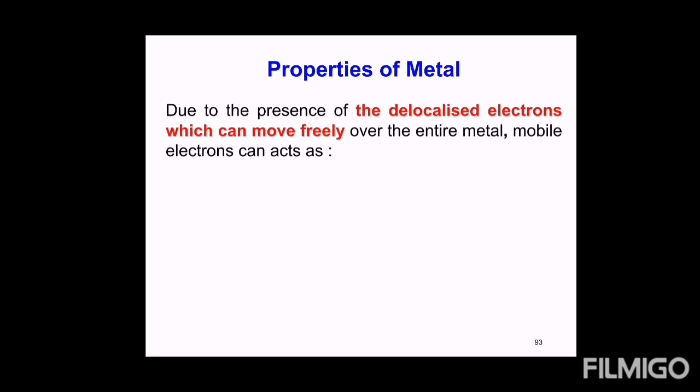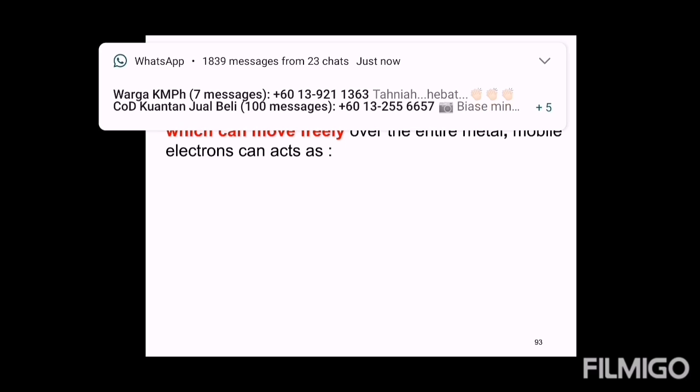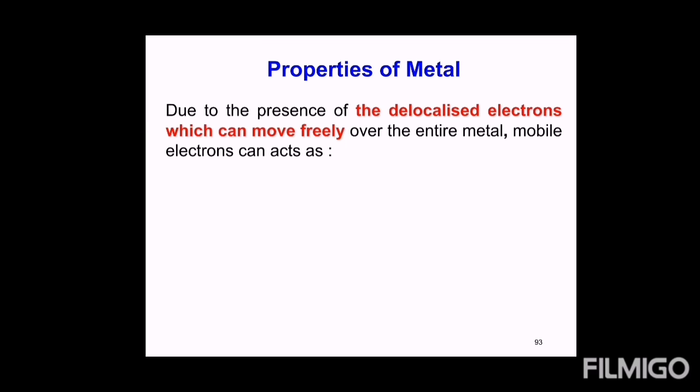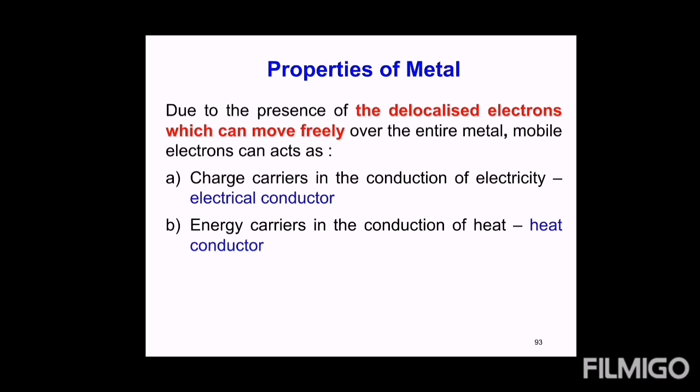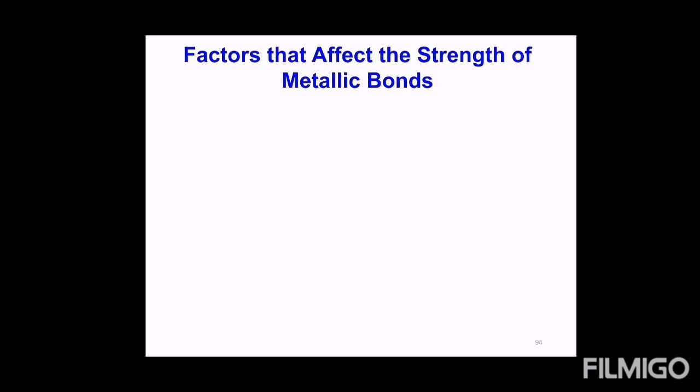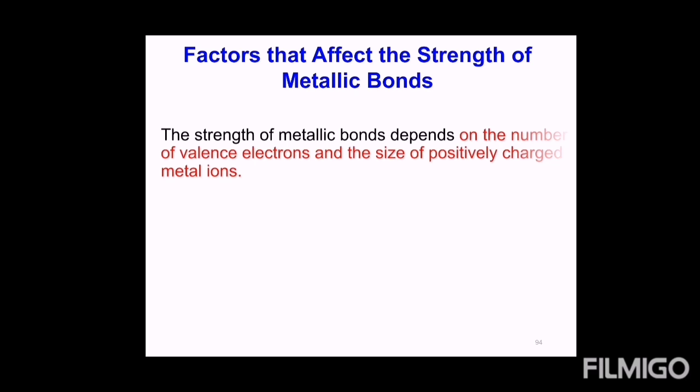And then, due to the presence of delocalized electrons, which can move freely over the entire metal, mobile electrons can act as a charge carrier in the conduction of electricity, or you can say electrical conductor. And then, energy carrier in the conduction of heat, heat conductor. And then we go to the factors that affect the strength of metallic bond.